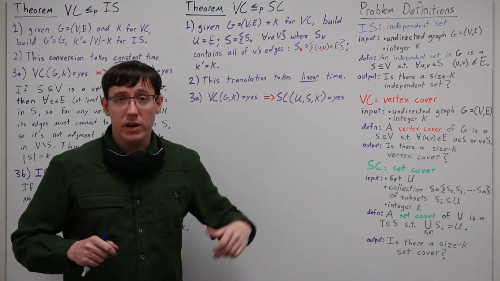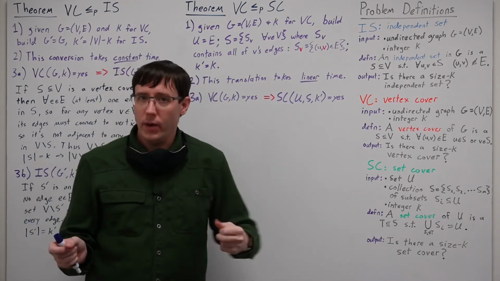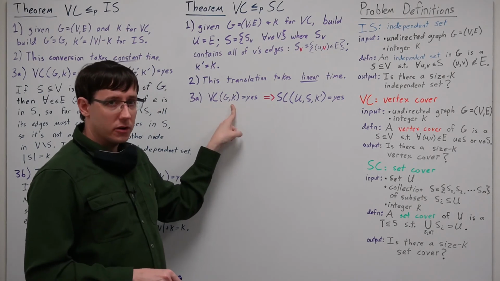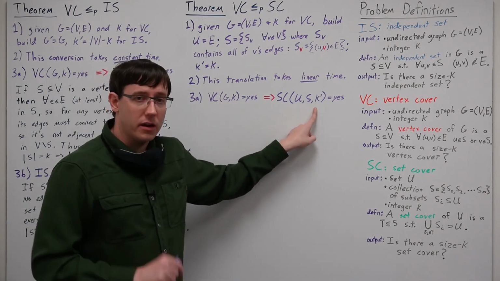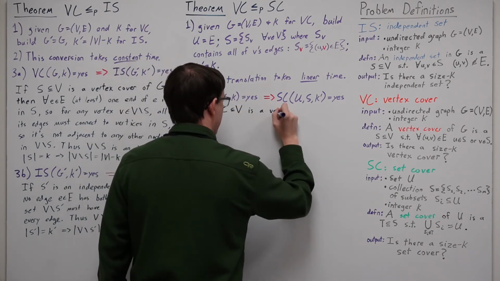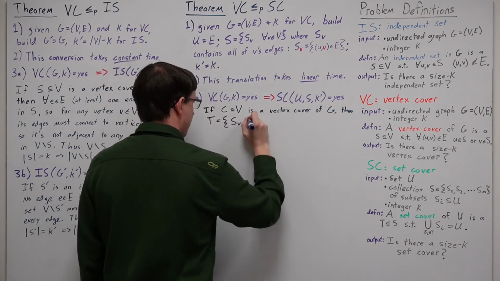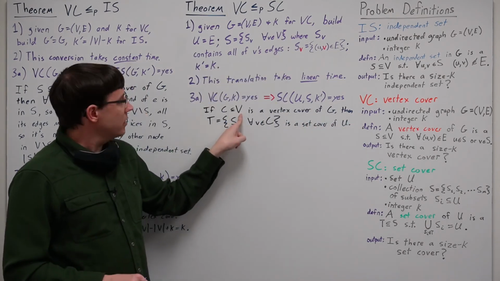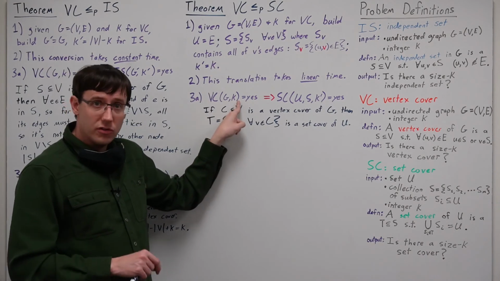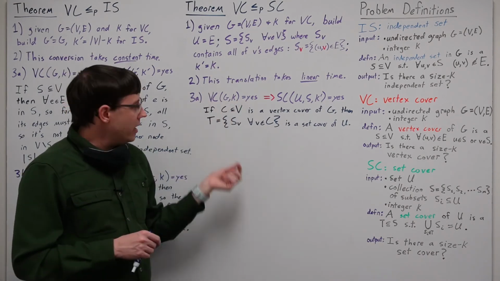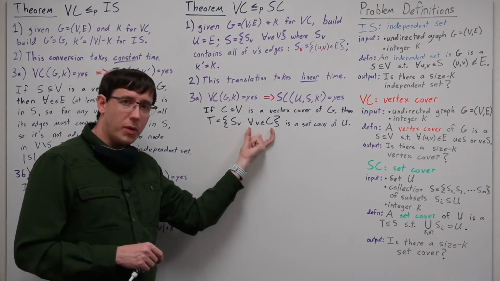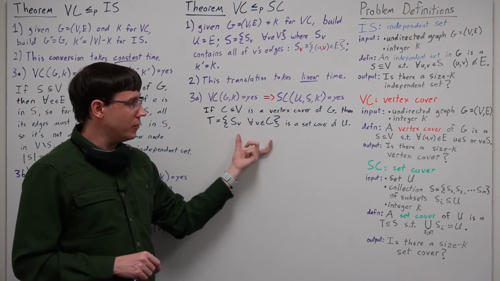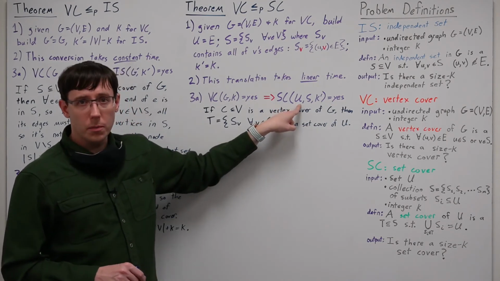Again, we will break this down into the if and only if directions. So first we want to show that if there was a size k vertex cover, then there will be a size k set cover. If we have a subset of the vertices that covers all the edges in the original graph, then we can take all of the subsets corresponding to those same vertices to build a collection of subsets that covers U.